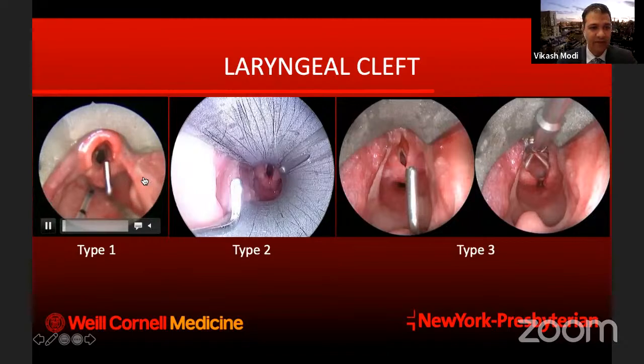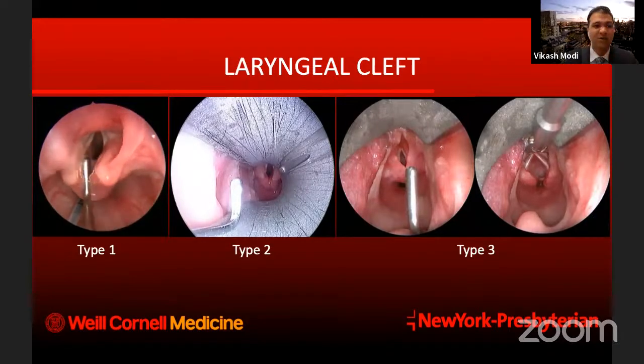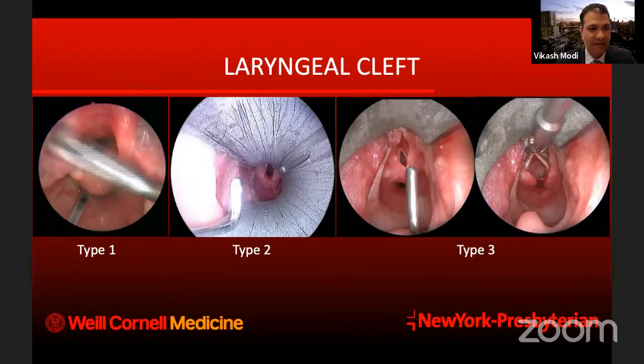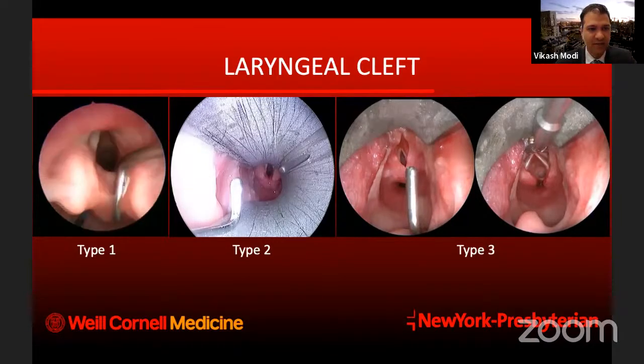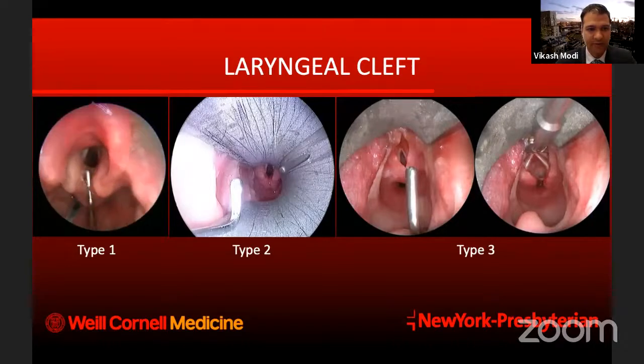But if they do have, this is an example of a type 1 laryngeal cleft. Notice that interarytenoid region goes down to the level of the vocal cords. And these kids do not tend to aspirate thickened, they tend to aspirate just thin liquids. And you can see that's just a very, very deep groove there.